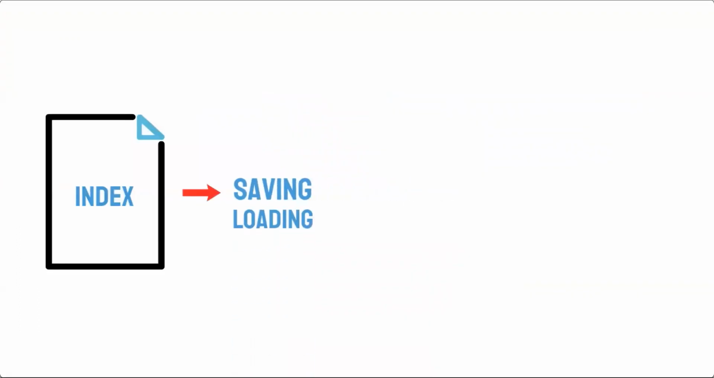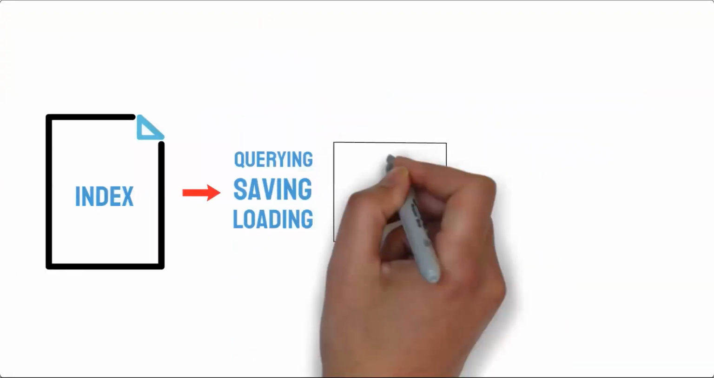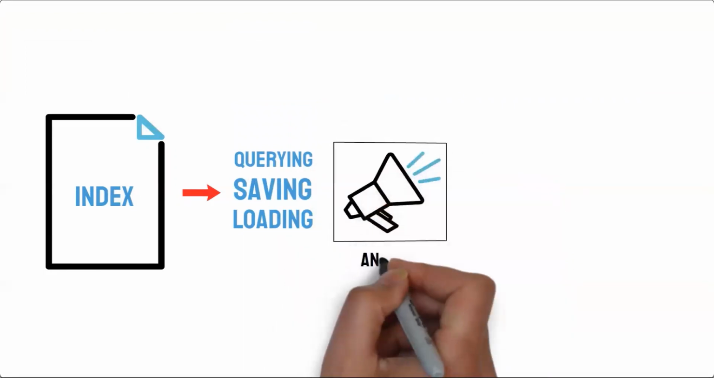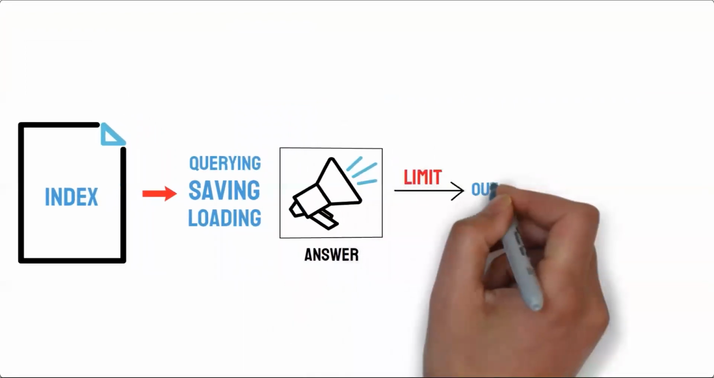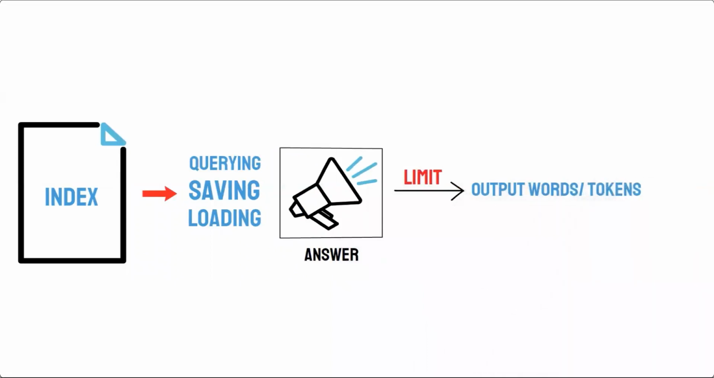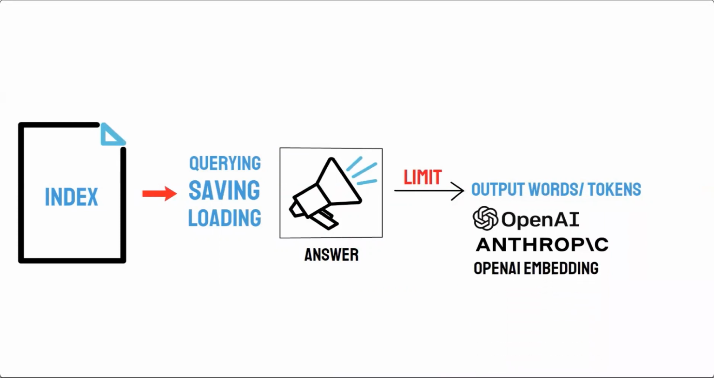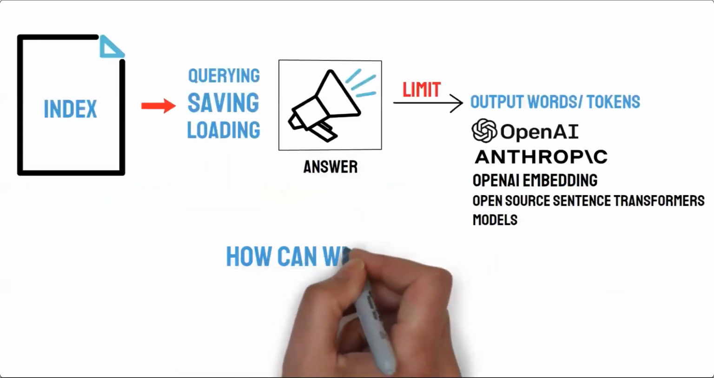Now we have seen building an index, saving it, loading it, and querying on top of it, right? But when generating an answer, I want to limit the number of output words or tokens. Tokens in LLM language are, roughly, splits of words. You can check out what tokens are, which is out of scope of this video. And I want to use a specific LLM, say OpenAI, Anthropic, Cohere, or Inflection, or use an OpenAI embedding model or open source sentence transformer models. I want to limit the number of tokens in each chunk as well. So how can we do that?